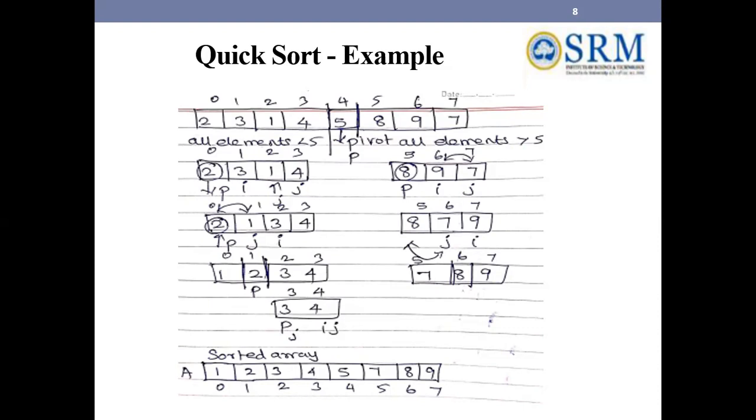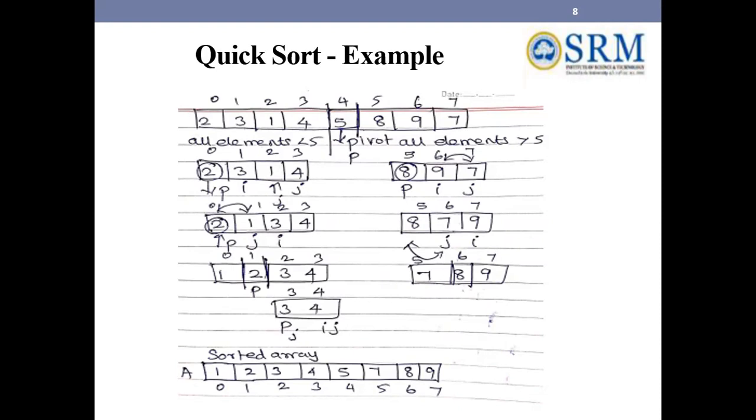Take the second subarray, 8, 9, 7. Take the first element, 8, as the pivot element. From the left, we are searching for the element which is greater than the pivot. So 9 is greater than 8, stop I. From the right, we are searching for an element smaller than the pivot. So 7 is less than 8, stop J. Now I is less than J, so swap A of I with A of J. So 9 and 7 are swapped.